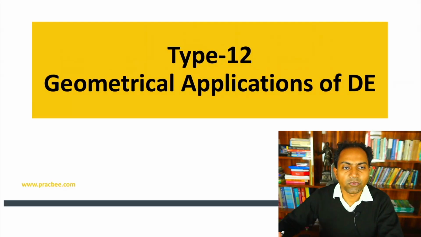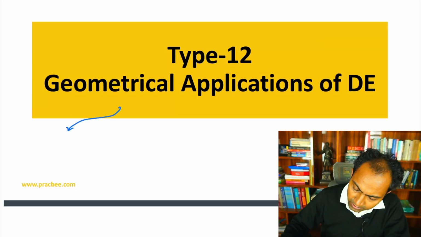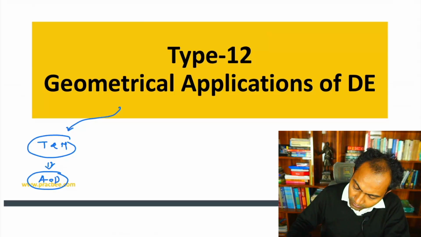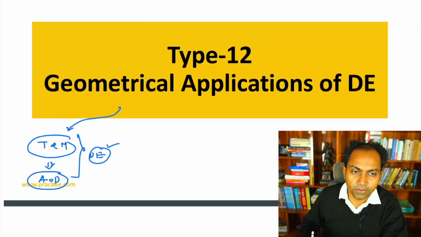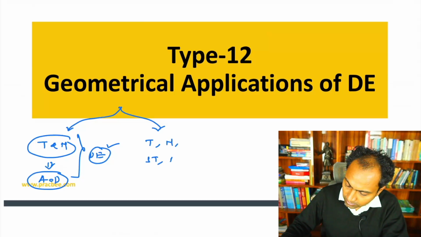Now, type 12 questions are based on geometrical application of differential equation. Now, there are two types of questions I have seen in this category getting asked. One is based on the idea of tangent and normal, that is connected with application of derivatives. This is one idea that we are going to use. So, using this, we will form a differential equation and then solve it to get an answer. This is one idea. Another idea is when we use the idea of tangent, length of normal, subtangent and subnormal.